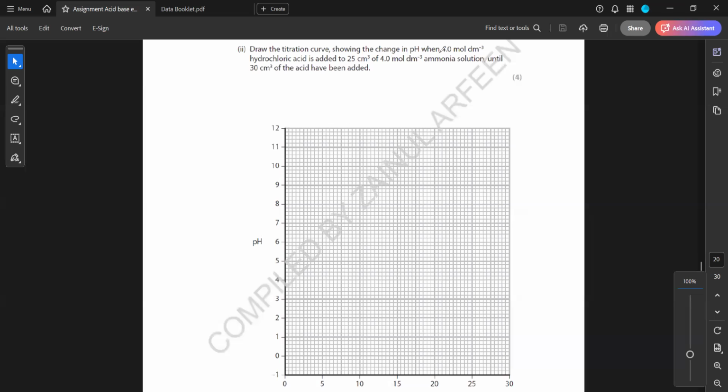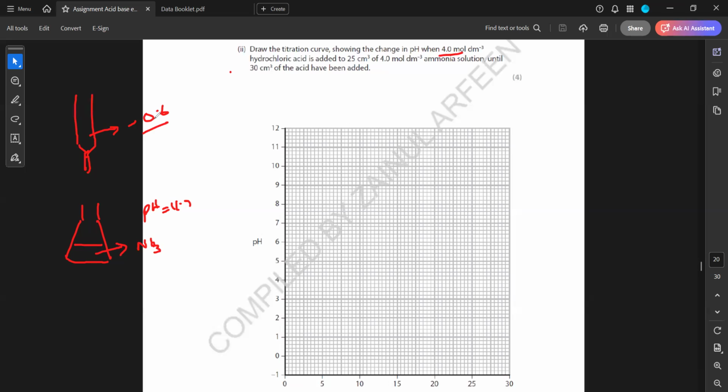Draw a titration curve that shows the change in pH when 4 mol per dm cube hydrochloric acid is added to aqueous ammonia solution. So in the beginning, we have aqueous ammonia. What was the pH of aqueous ammonia? The original pH was 11.9. Now we want to add hydrochloric acid, and what is the final pH of hydrochloric acid? That was minus 0.6. The pH of the HCl.